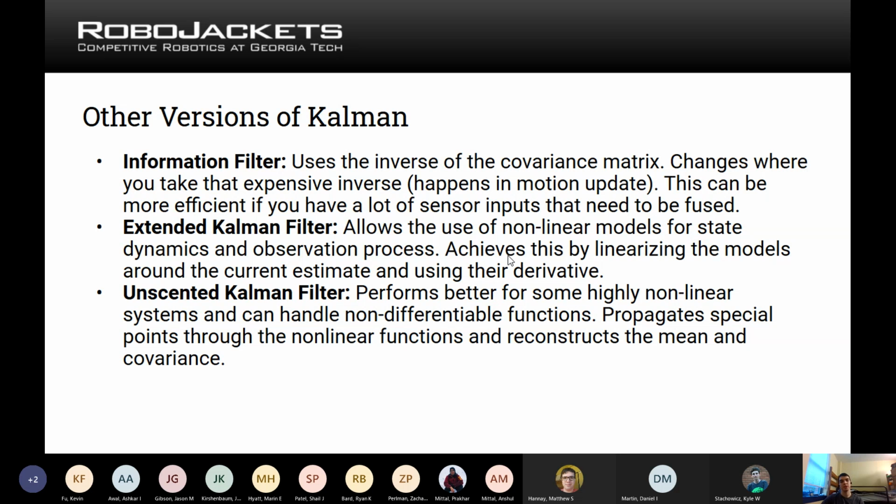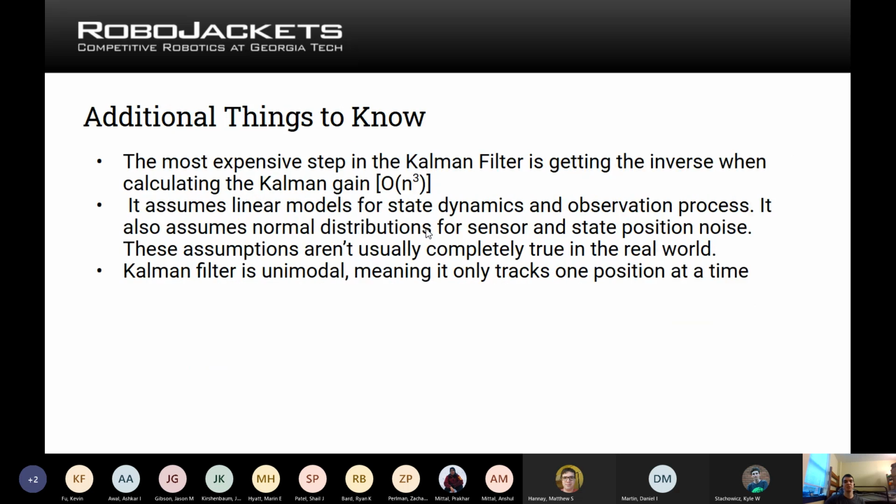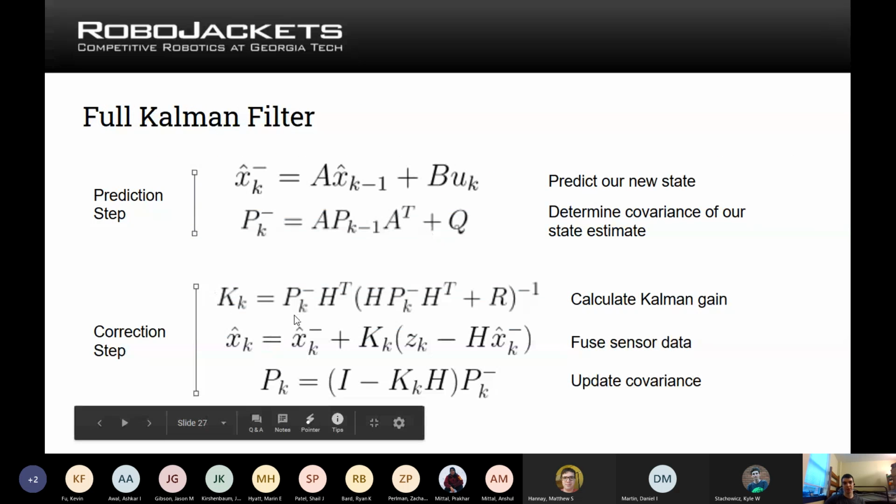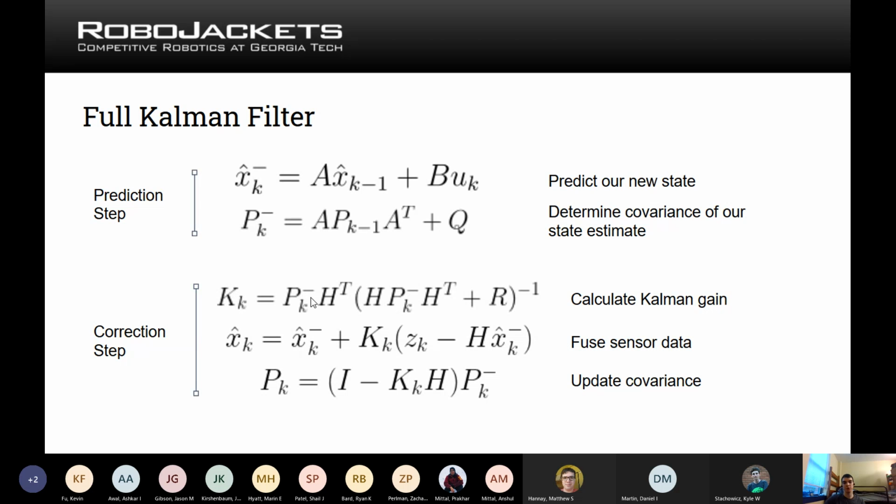Then there's the extended Kalman filter, and this allows us to apply the Kalman filter to nonlinear models, nonlinear models for state dynamics and for observation processes. This is achieved by linearizing the models around the current estimate and using their derivative. It's not exactly the derivative, it's the Jacobian, which is basically the derivative with respect to all the state variables, but it's still basically a derivative. You have a very similar form, but the way you calculate the covariance changes to use the Jacobian, and in the prediction step, instead of using matrices, we use the nonlinear function that we would use normally, like taking the sine of your angle.